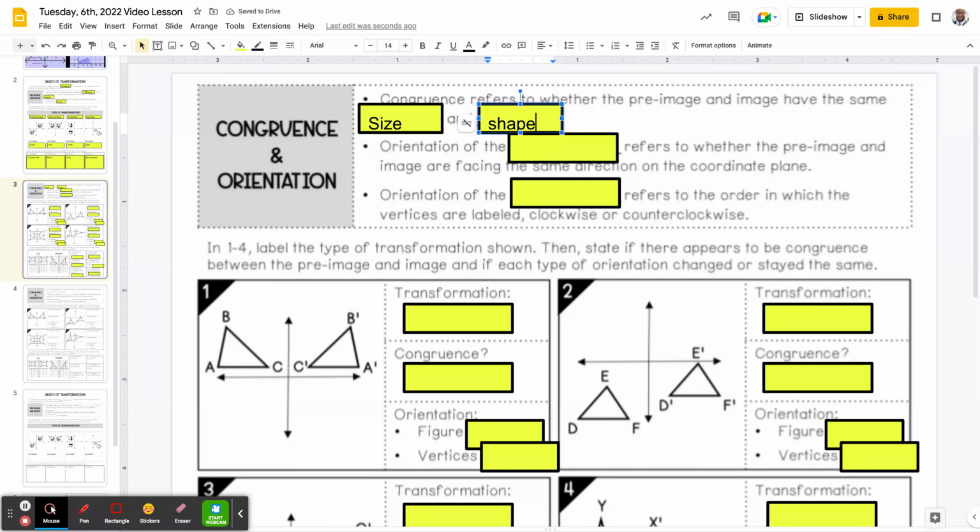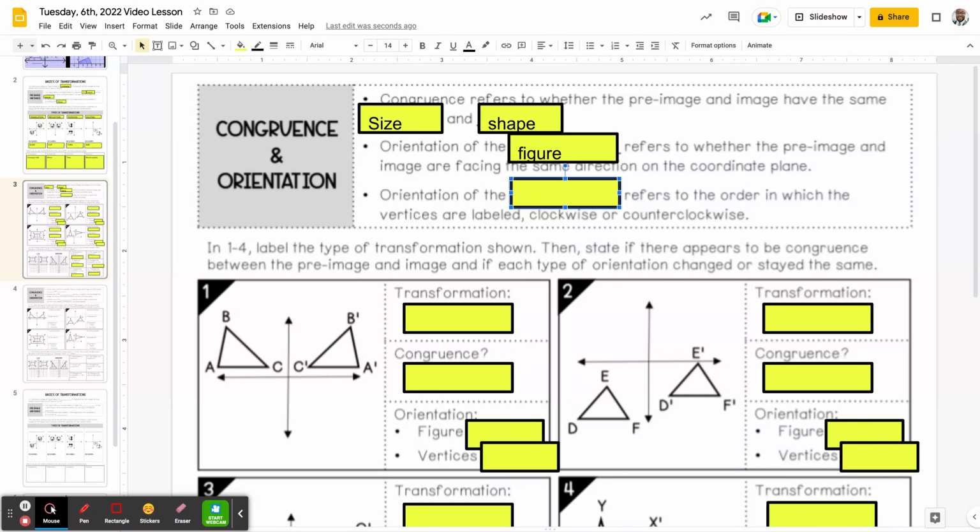Now, orientation of the figure, that's our word here, refers to whether that before and after image, I know it's big math words, but remember it's just before and after, old and new, are facing the same direction. So no matter how we change it, we make it bigger, smaller, is it still facing north? Is it still facing south? Okay, is it still facing east? Is it still facing west? So, orientation of the figure refers to whether everything's still facing the same direction.